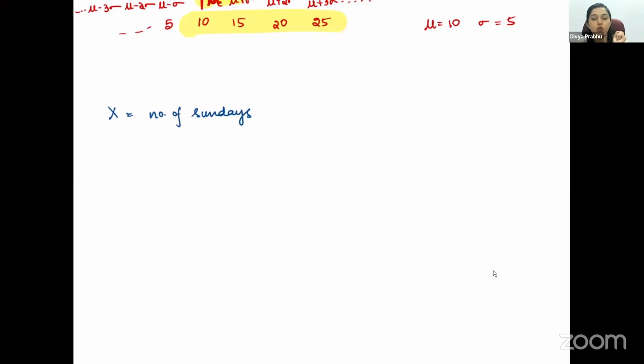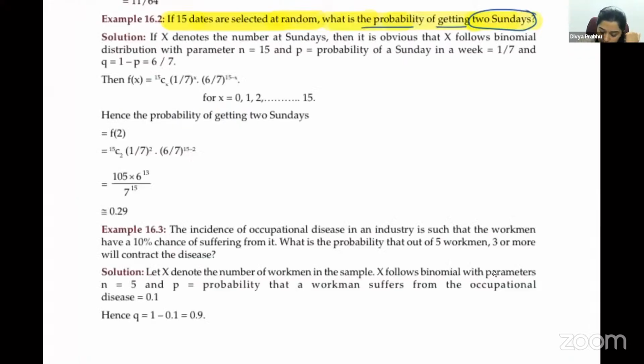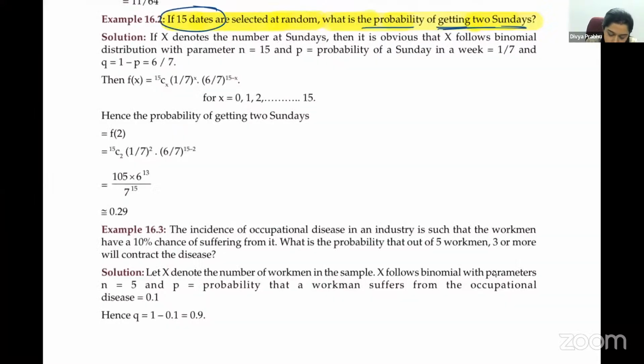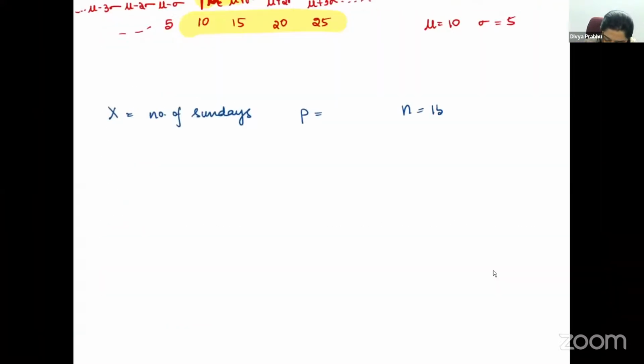Always, first thing you have to do is define x. X will always be what is asked in the question, which is getting 2 Sundays, which means x will be number of Sundays. Now, I want two things. One is P, one is N. What is N here? I am taking 15 dates, which means N is equal to 15.